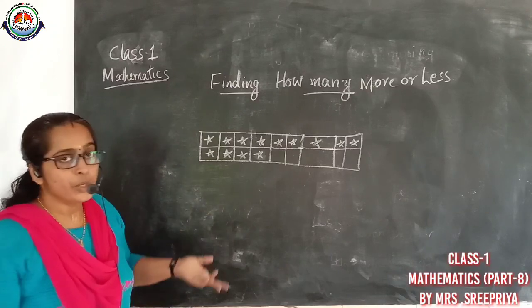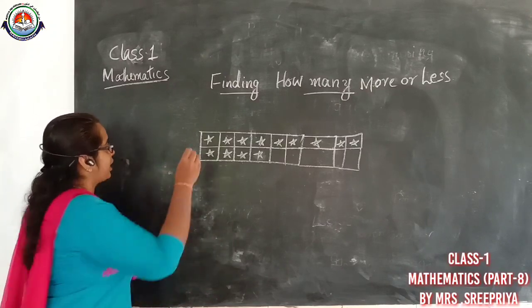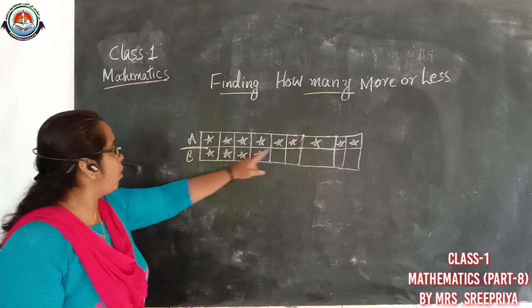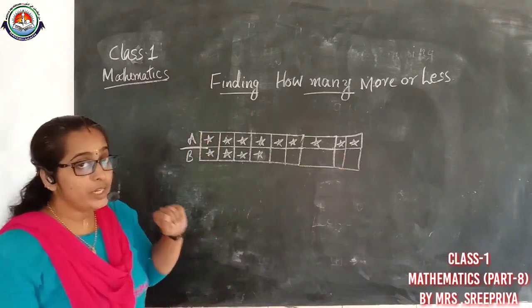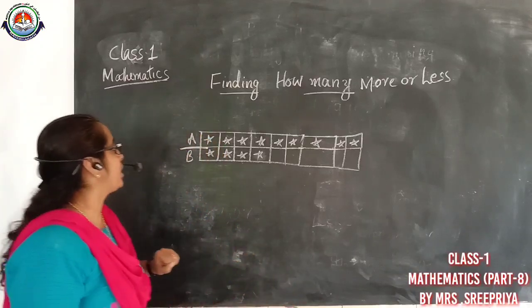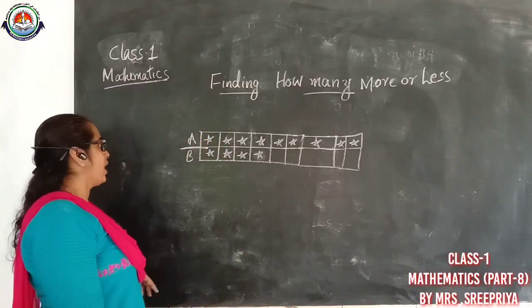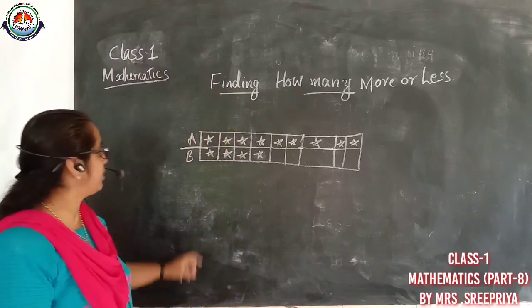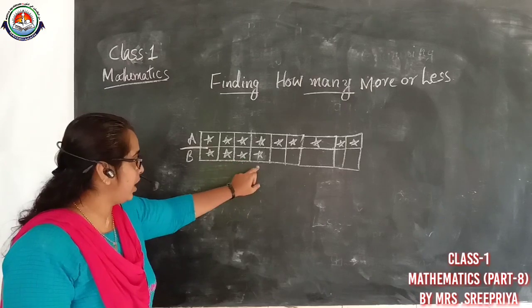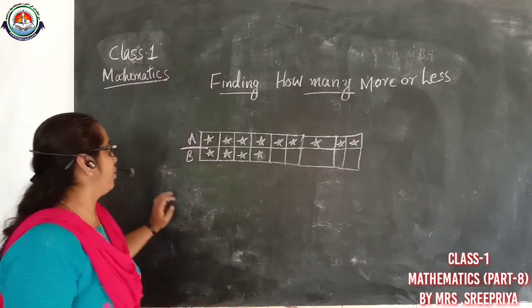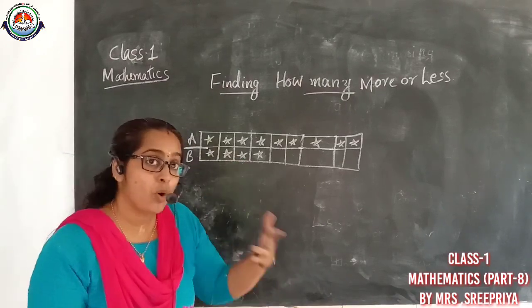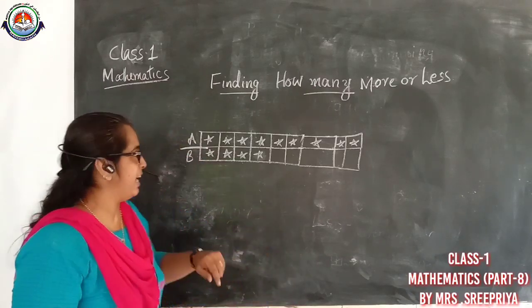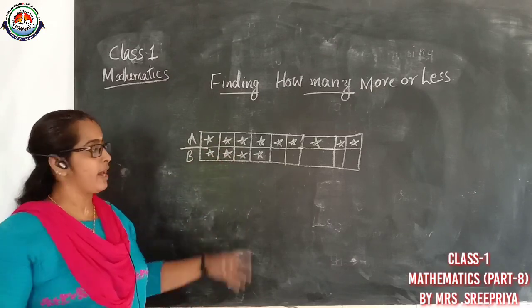Okay, so you understood which has more? We can give A and B for that. So in column A, how many are there? Yes, 9 are there. What about B? How many are there? 1, 2, 3, 4. Very good. 4 are there. So which column has more, A or B? Yes, A has more.